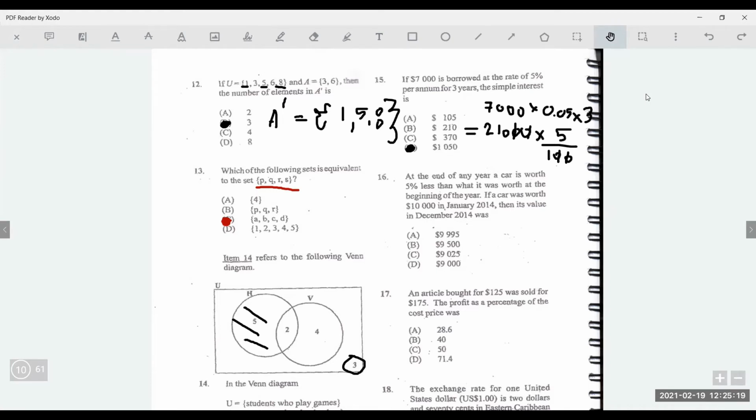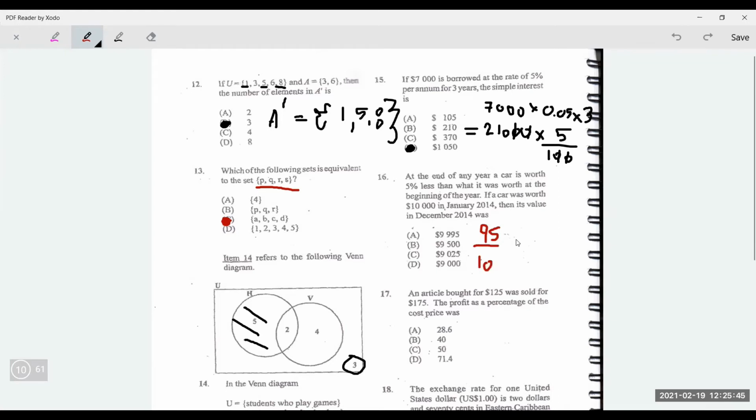Question 15. It says at the end of any year, a car is worth 5% less than what it is worth at the beginning of the year. If a car is worth $10,000 at the start of January, what is the car worth in December? So it's going to lose 5% of 10,000. And so the car is now worth 95% of its initial value. So we need to find 95% of 10,000. 95% of 10,000 is clearly $9,500, which is option B. Nice and easy. That's $9,500.